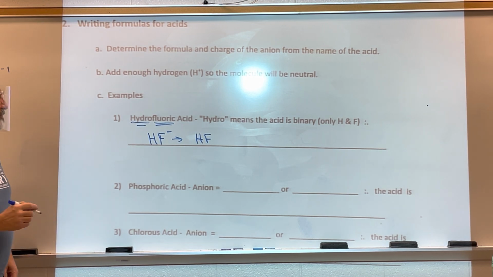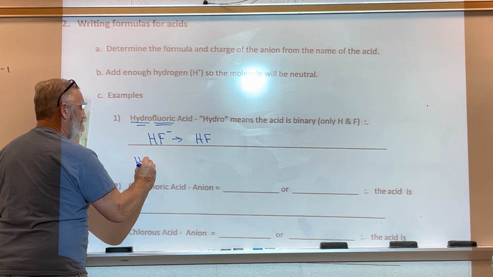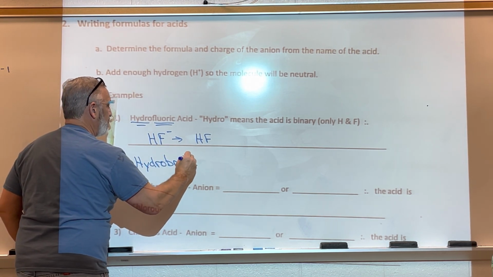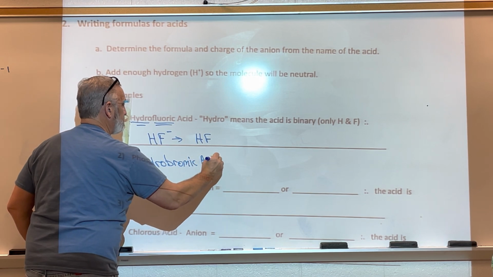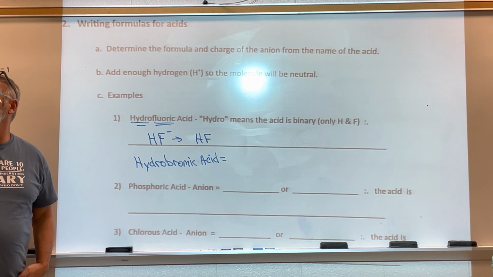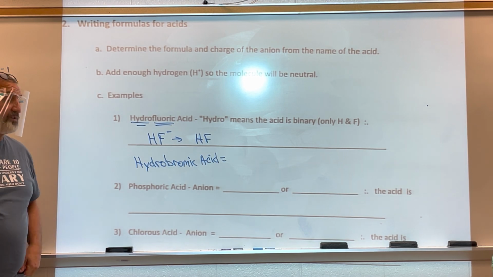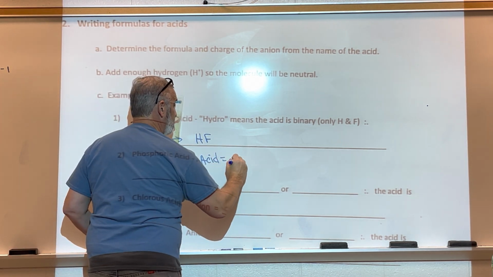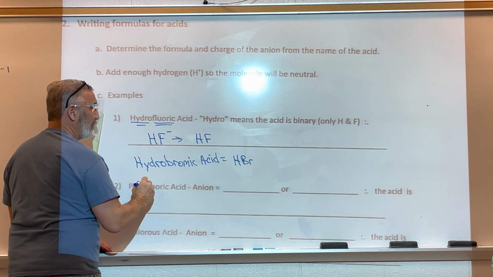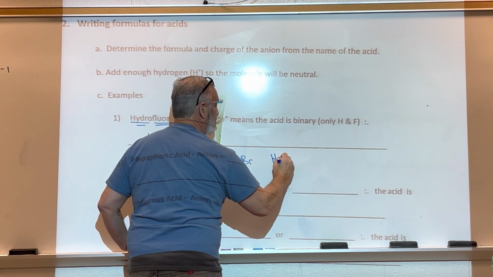So what would be the formula for hydrobromic acid? HBr, because bromine is over here in the halogens, so it's just going to be HBr.